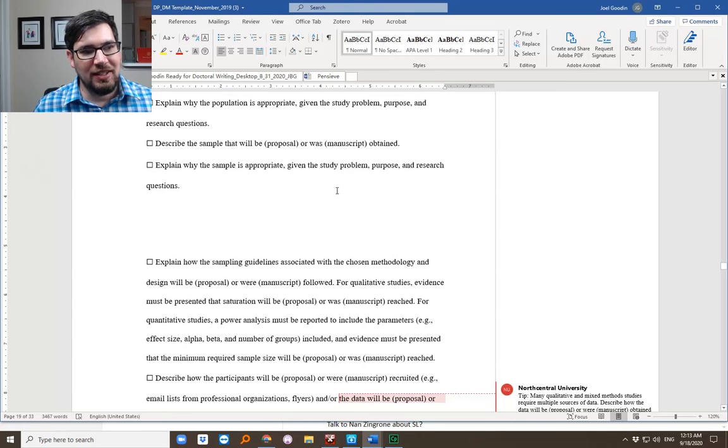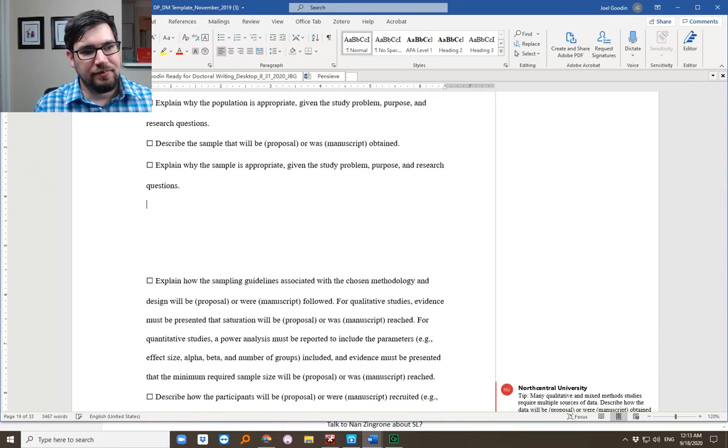So with regard to this item, I call them tasks. Explain why the sample is appropriate given the study problem, purpose, and research questions. If you'll recall, in the last video we had inclusion and exclusion criteria, a sample size, and a type of sampling, which you can save for the next task. You can mention it above, but you'll want to describe it in detail here.